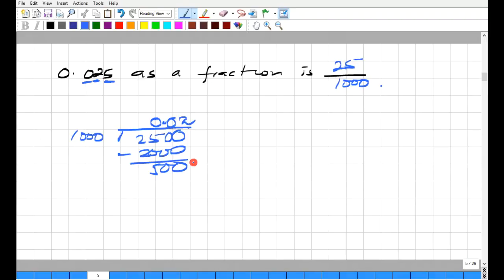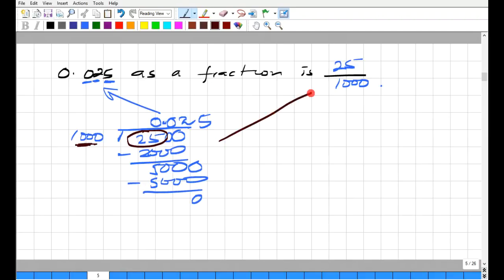1,000 can't go into 500, so we're going to add another 0 to continue. And 1,000 can go into 5,000 5 times. 5 times 1,000 would give us 5,000. Subtract, we get 0. This is how we end up with 0.025. So the original fraction should be 25 being divided by 1,000. So that's what we have stated here. Okay, so as long as we're adding our zeros and keeping track of what we're doing, we should be able to change this decimal into a simple or a common fraction.